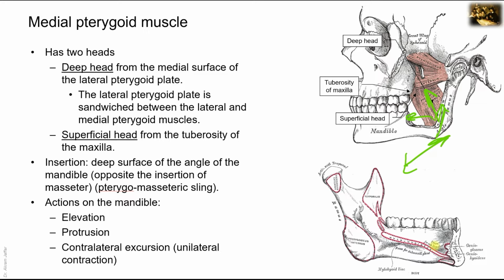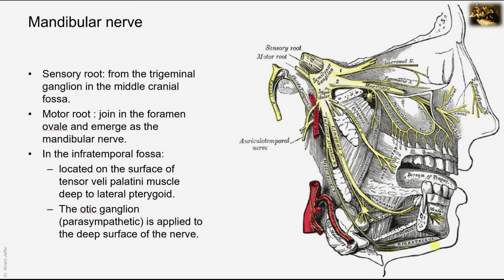And so if the two muscles on either side act alternately, they will cause side-to-side movement as in chewing. So far about the two muscles in the infratemporal fossa.